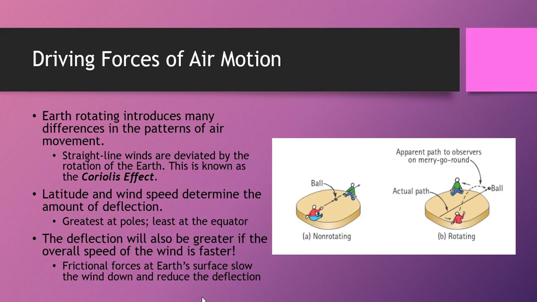Now, the latitude and the wind speed determine the amount of deflection. The greatest deflection is going to occur at the poles, and the least amount of deflection is going to occur at the equator. Slower winds will be deflected less, faster winds will be deflected more. Winds at the surface of the Earth do not experience great amount of deflection because they're slowed down by frictional forces from the air being in contact with the surface.